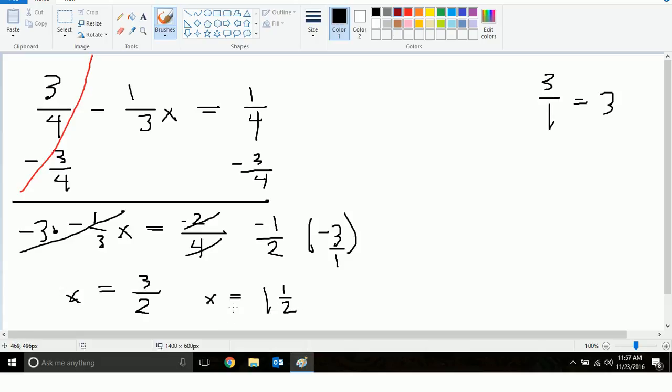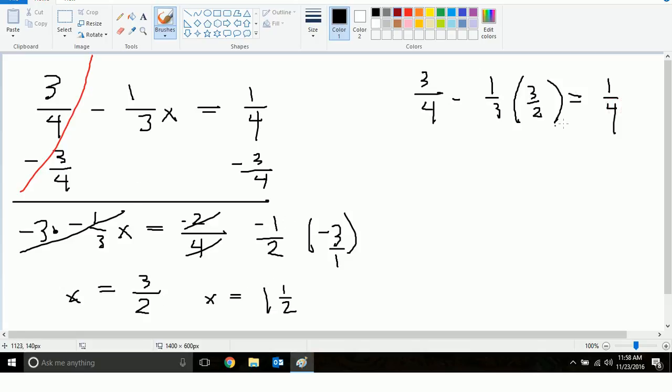Okay, but we do need to check it though. So let's get rid of this. And we're going to put in 3 over 2 as x, and we're going to put it back up here. Okay, so when we plug it in, 3 over 4 minus 1/3 of 3 over 2 should give us 1 over 4. Plugged in this number for x. Let's see if it balances.